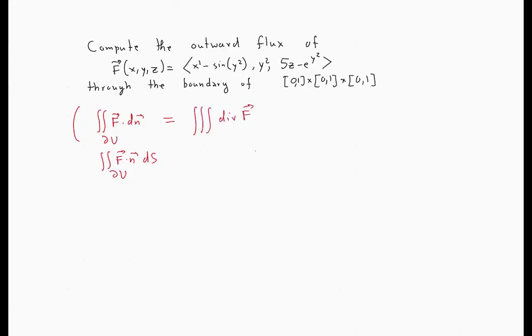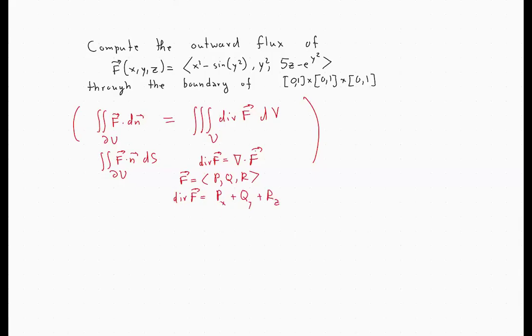And I remind you that the divergence of F is simply the gradient operator dot F, which means that if F is the vector field that has components P, Q, and R, then the divergence of F is the derivative of P with respect to x plus the derivative of Q with respect to y plus the derivative of R with respect to z. So that's what we need to remember in terms of our theory.